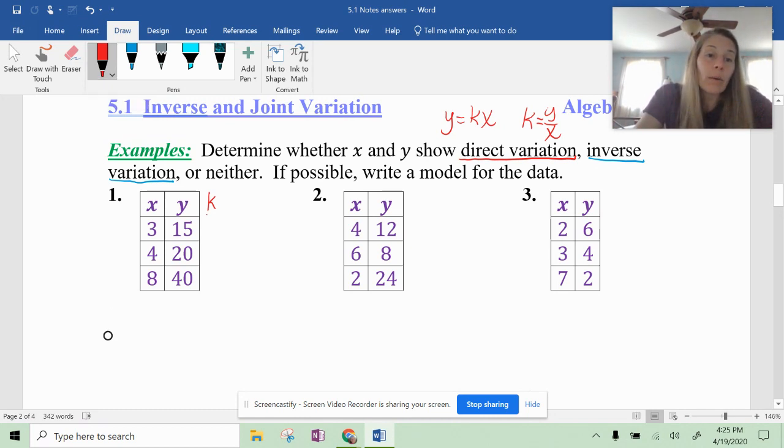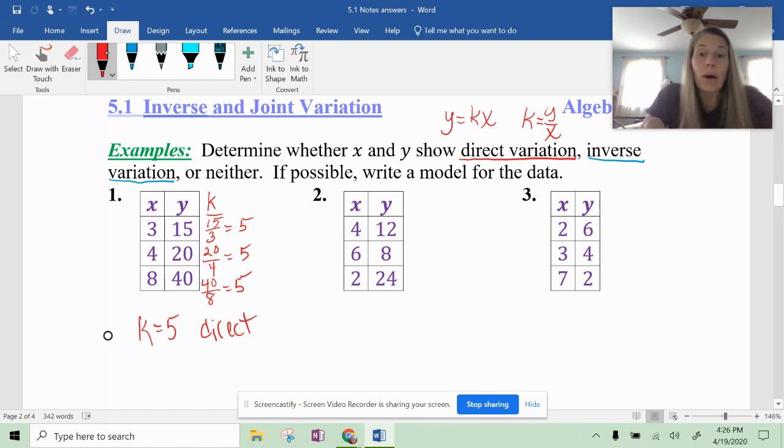So if I were to do y divided by x for this first pair, that would be 15 over 3, which equals 5. Then for the second point, I would do 20 divided by 4, which also equals 5. And then the third set, 40 divided by 8, which also equals 5. So we can see that our k value equals 5, and it is direct variation.